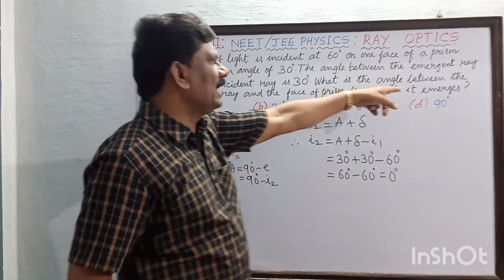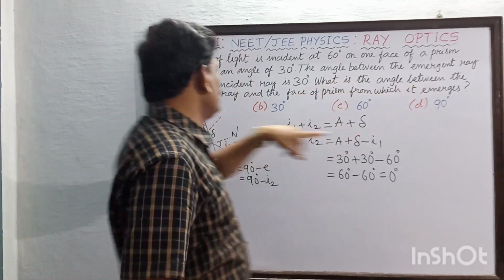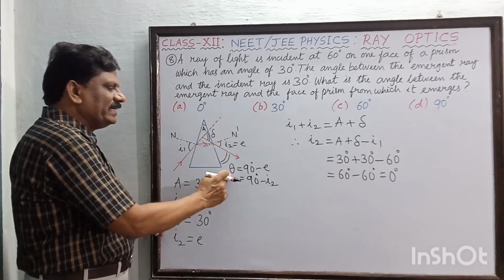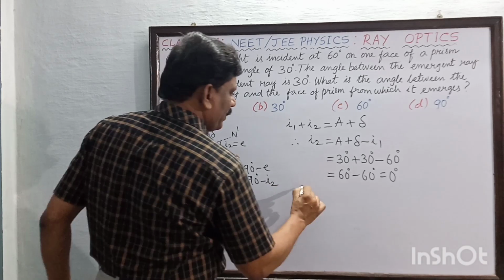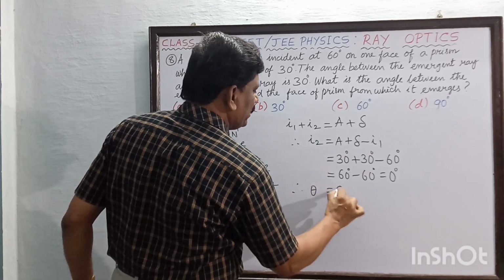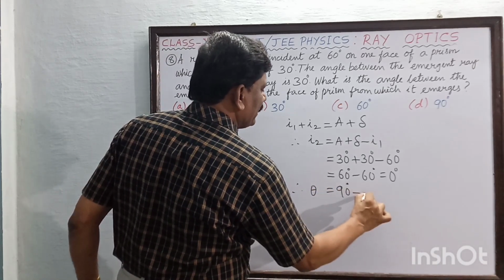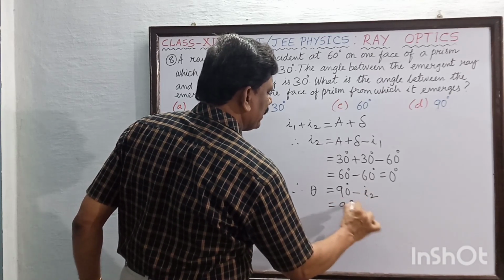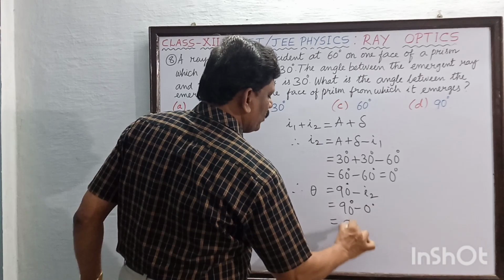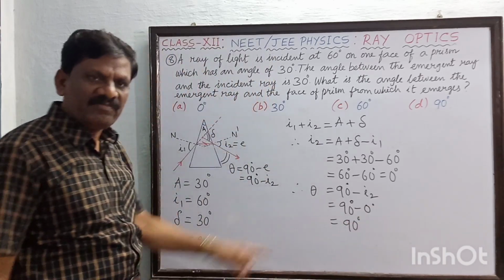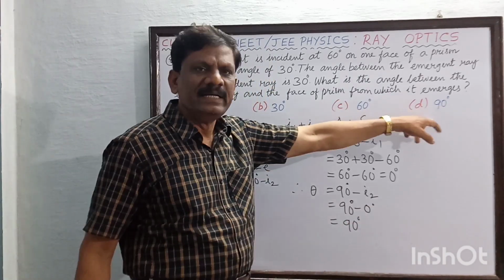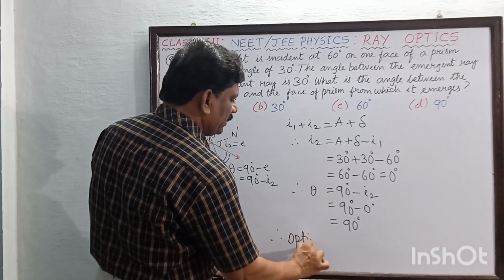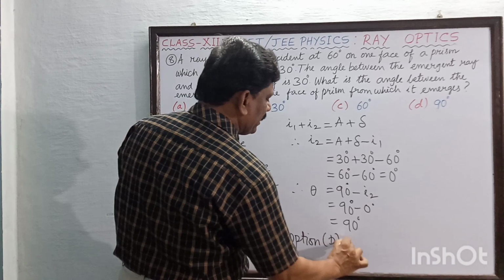But see here, what is asked? What is the angle between the emergent ray and the face of the prism? This theta is asked. Therefore, this theta is equal to 90 minus the angle of emergence. So this is 90 minus 0, which is equal to 90 degree. So the final answer is option D. Therefore, option D is the right answer.